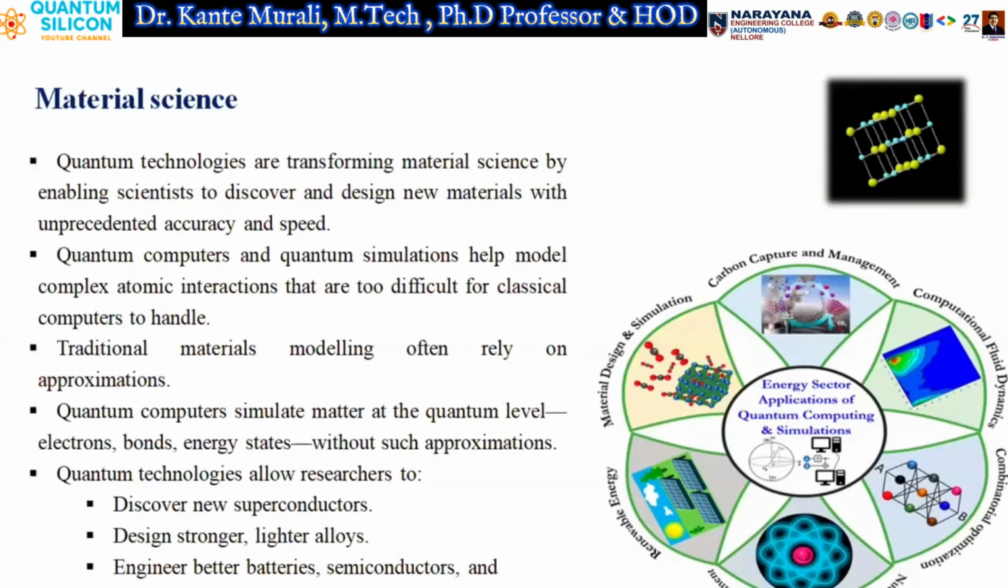See, there is a diagram here, where you can focus on renewable energy, material design and simulation, carbon capture and management, combustion and fluid dynamics, optimization, and nuclear energy and waste management. These are various domains where you can focus on using quantum computers to improve performance in terms of new materials. Then automatically, once you're able to find the material required to build a quantum computer and the hardware is ready, you can make use of it for any kind of application.